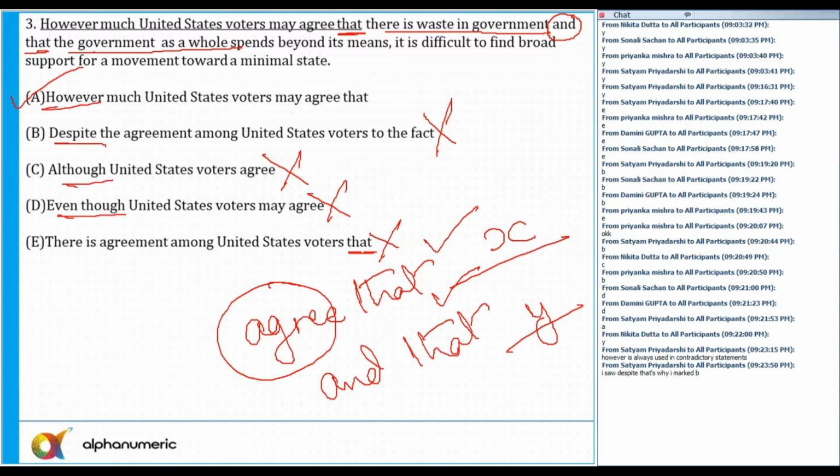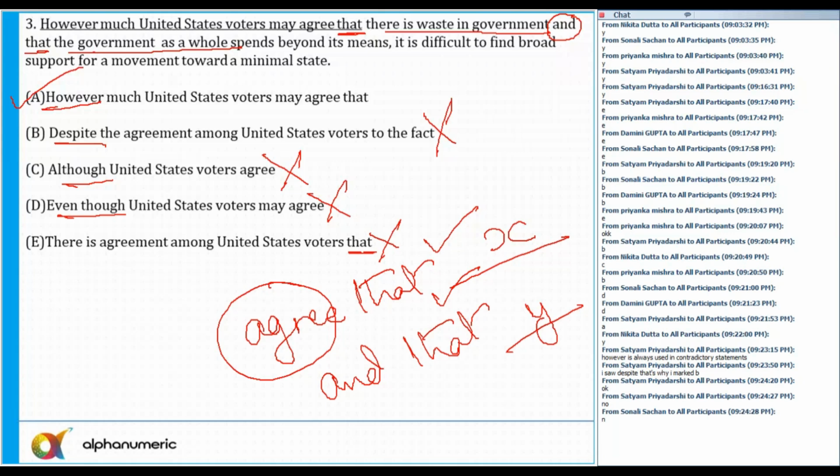But there are other reasons why B, C, and D cannot be the answer. Yeah, you saw despite, but that is something. When you are solving error correction questions, you will have to read the question very, very slowly. Only when you read it slowly, you will be able to find out minute mistakes. Okay, answer is A. Anybody has any problem?